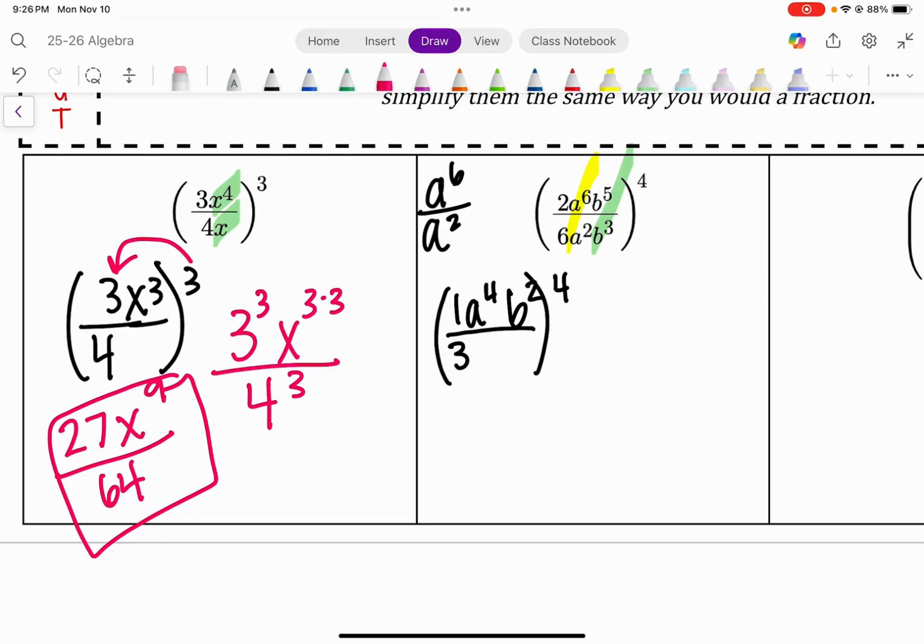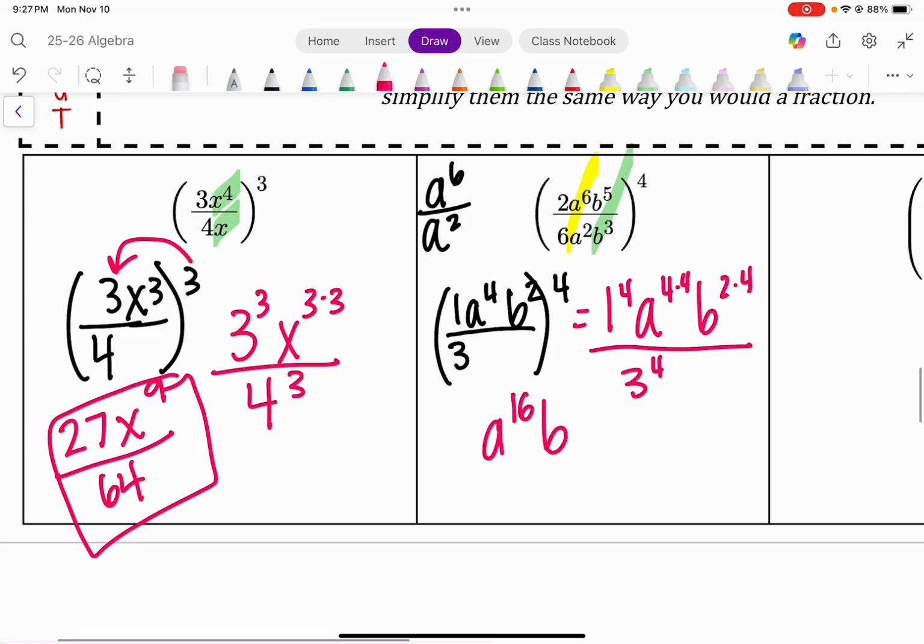So I could write this as 1 to the 4th. You're going to remember that that's 1 in a second. A to the 4 times 4. B to the 2 times 4. Divided by 3 to the 4th. So 1 to the 4th is just 1. But I have A to the 16. B to the 8th. And that's all getting divided by 81.